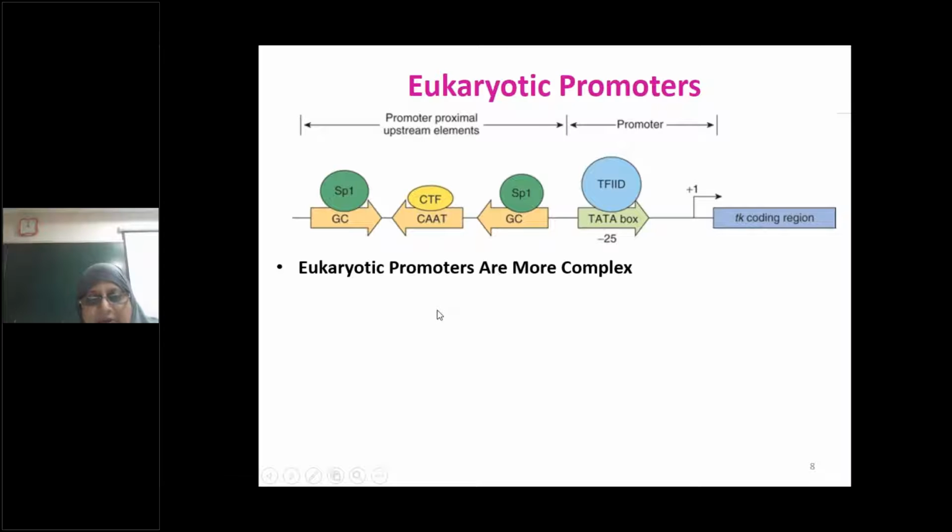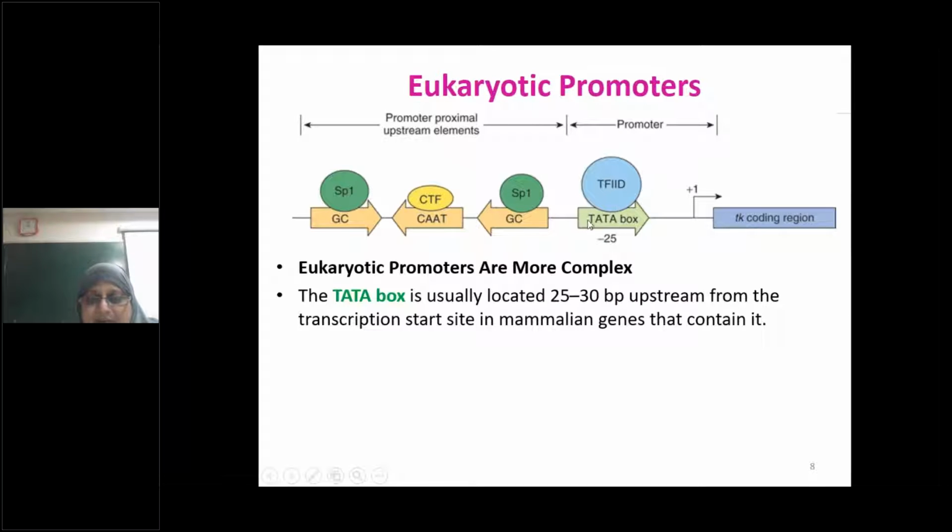So here the main eukaryotic promoter is the TATA box, like you have seen in the prokaryotes. But here it is located only 25 to 30 bases upstream from the transcription start site in the mammalian genes that contain it. So that was 10 bases upstream; this is 25 bases upstream to that of the transcription site. This TATA box is also known as the Hogness box, and the sequence is TATA.